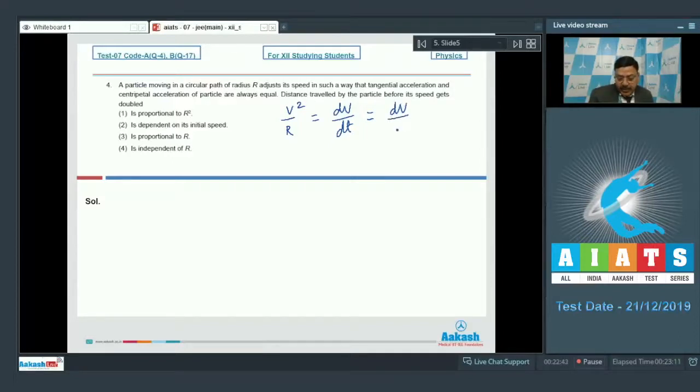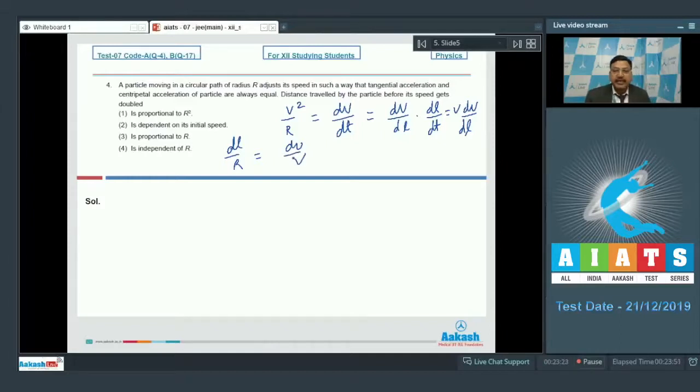dv by dl into dl by dt, where L represents the distance travelled and dl by dt is again v, so we have it as v dv by dl. We could have also got this result by simply applying the chain rule, and so this is the expression that we have, and if we just do the cross multiplication, we get dl by r equals dv by v.